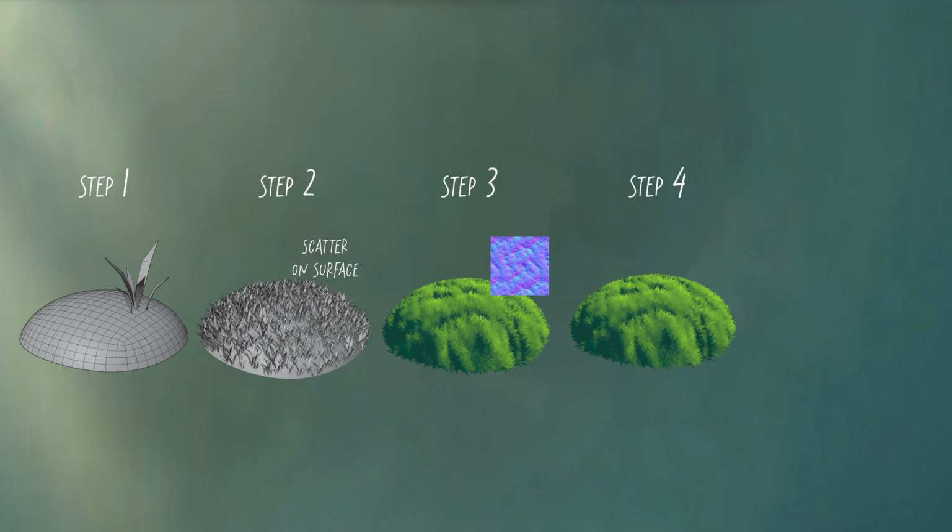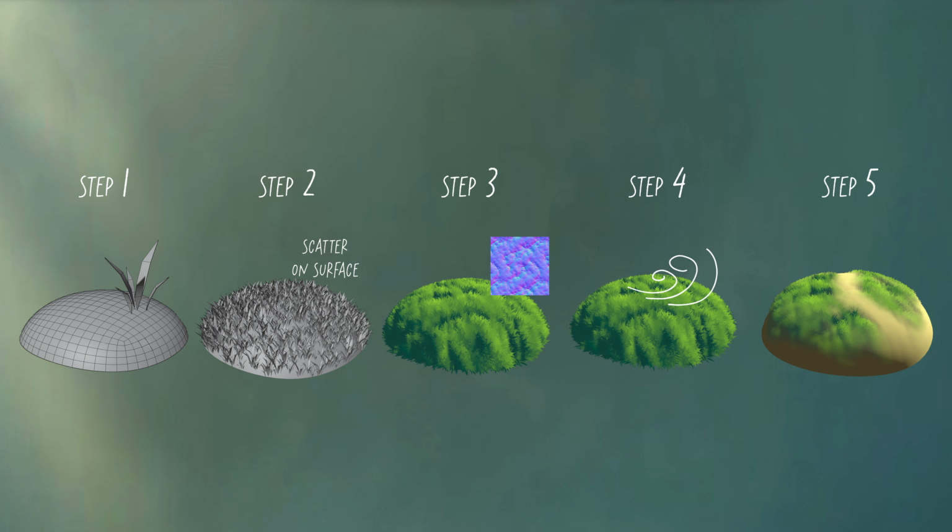Fourth, we'll add wind animation directly into the Scatter on Surface geometry node, making the system perfect for vegetation. Finally, we will separate the ground and grass using a color attribute, and I'll show you how to transfer that into a texture for even better performance.